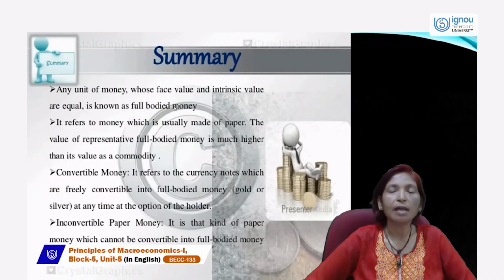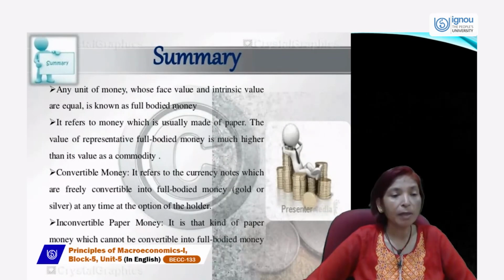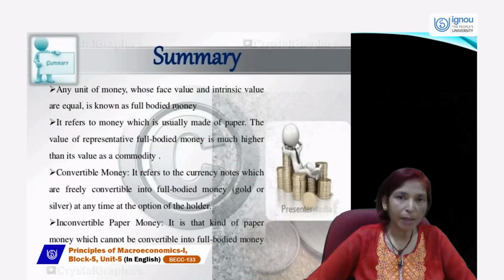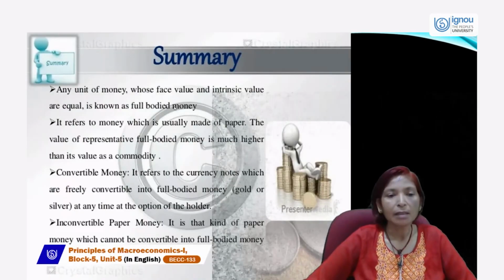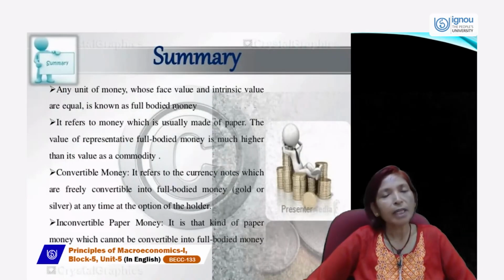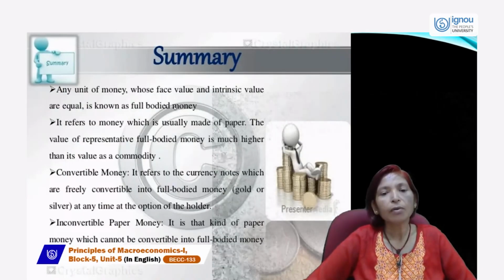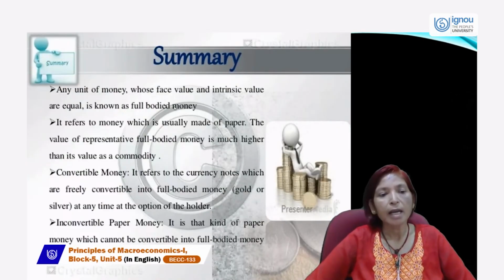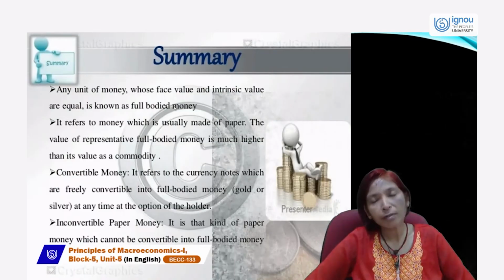Next is convertible money. Convertible money is that money which can be easily converted. It refers to the currency notes which are freely convertible into full-bodied money, like gold or silver, at any time at the option of the holder.